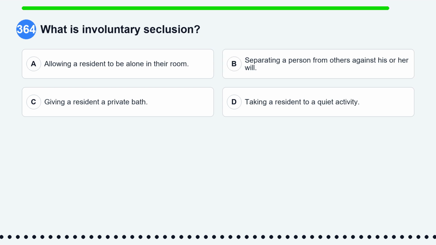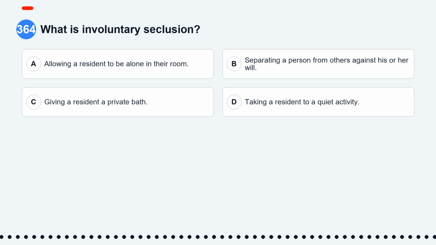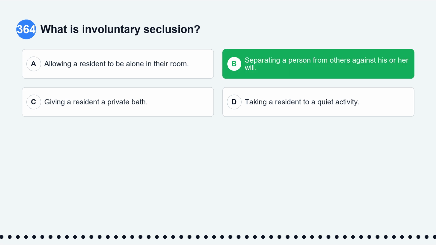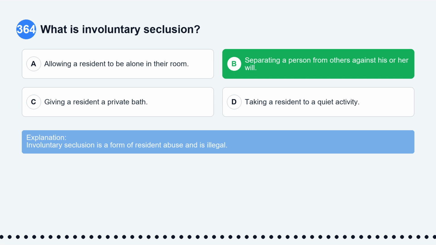Question 364. What is involuntary seclusion? Option A, allowing a resident to be alone in their room. Option B, separating a person from others against his or her will. Option C, giving a resident a private bath. Option D, taking a resident to a quiet activity. The correct answer is option B, separating a person from others against his or her will. Involuntary seclusion is a form of resident abuse and is illegal.